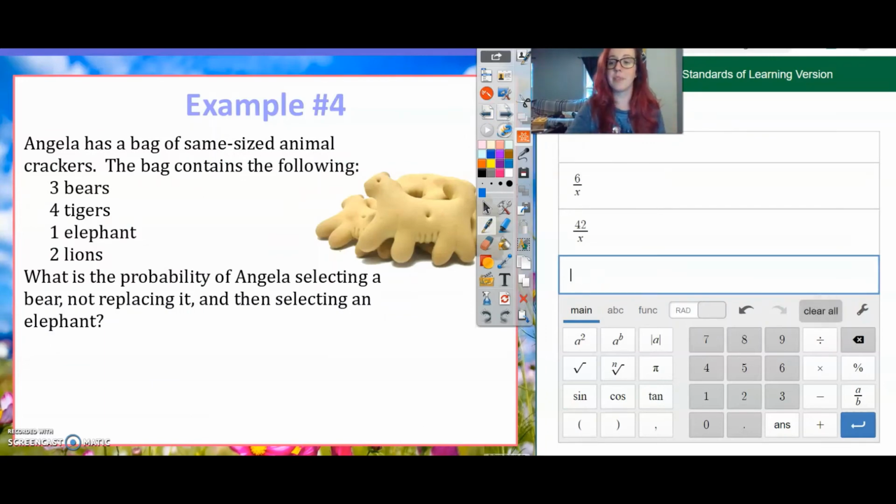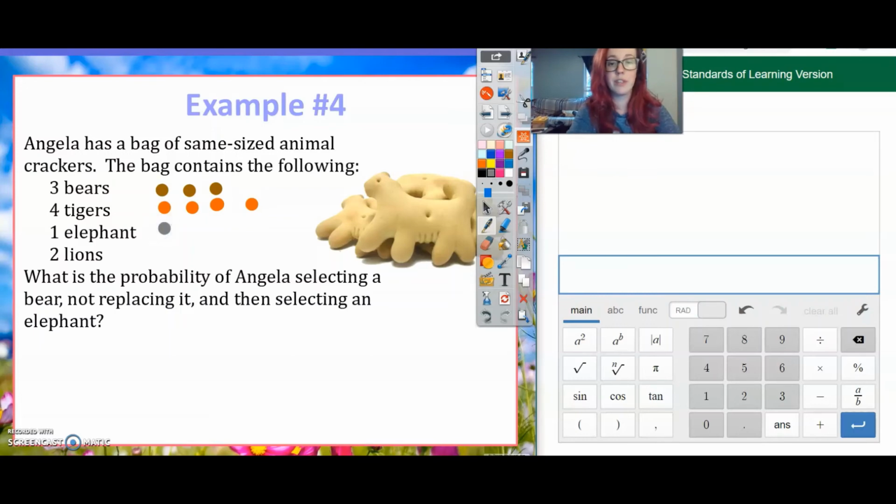Okay, so on this one, we've got Angela and she's got some animal crackers. There are 3 bears, 4 tigers, 1 elephant, and 2 lions. So I don't want to draw all those animals. So what I'm going to do is I'm just going to make some dots to represent the different animals. So I'm going to say that those 3 are bears, and these 4 are tigers, and this one is an elephant, and these 2 are lions. So that when we're going through this problem, we can kind of imagine this better.